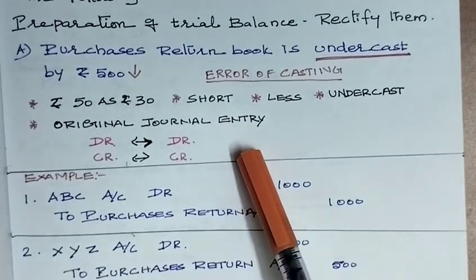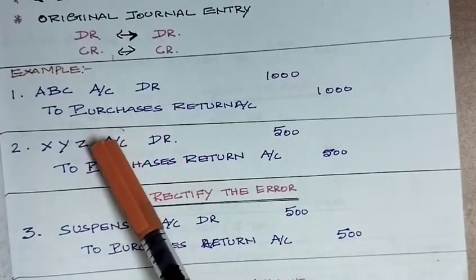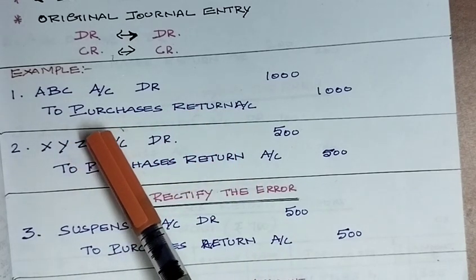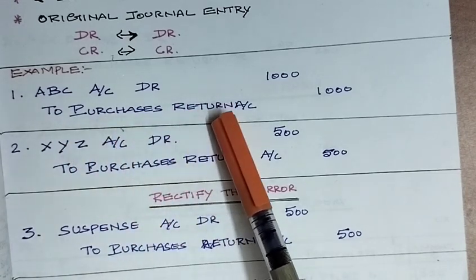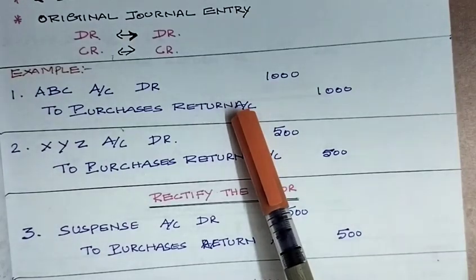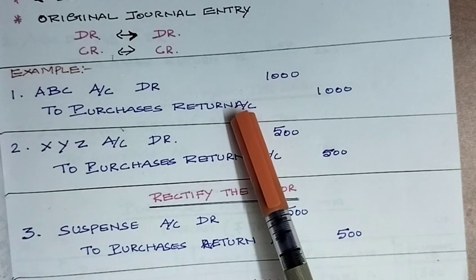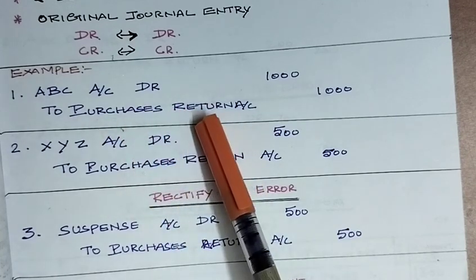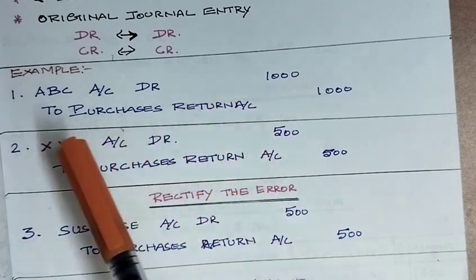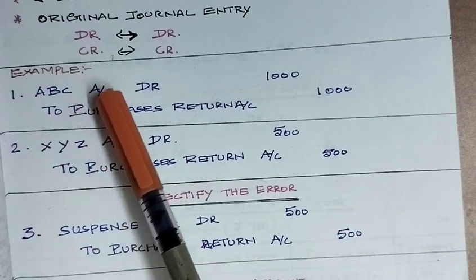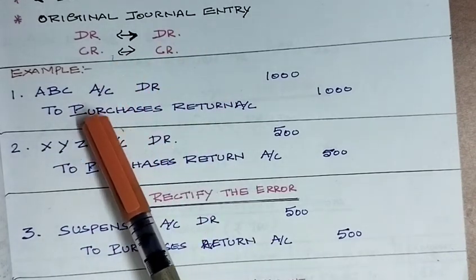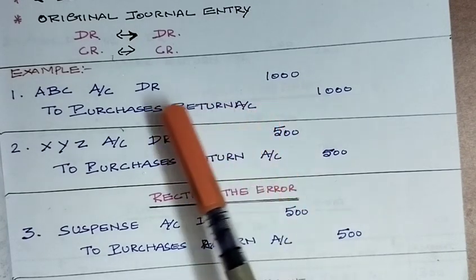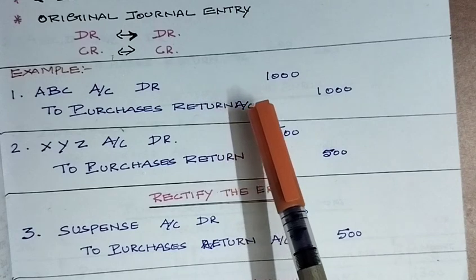Say for example, where does purchases return book appear? Purchases return book will appear on the credit side, because it is the opposite of the purchases account. Purchases account appears on the debit side; in opposite, purchases return book will appear on the credit side. So purchases return book is to be credited, right?